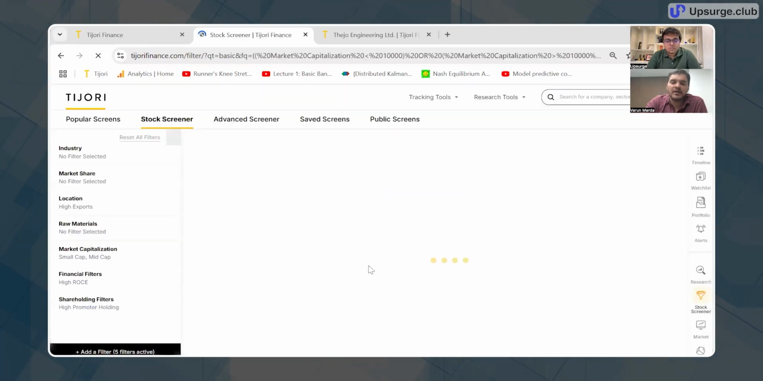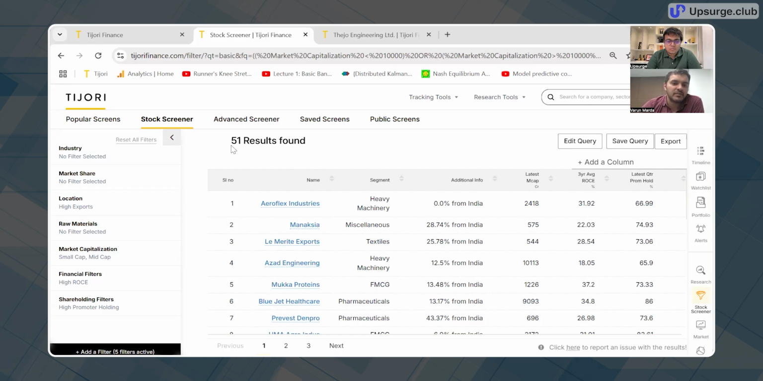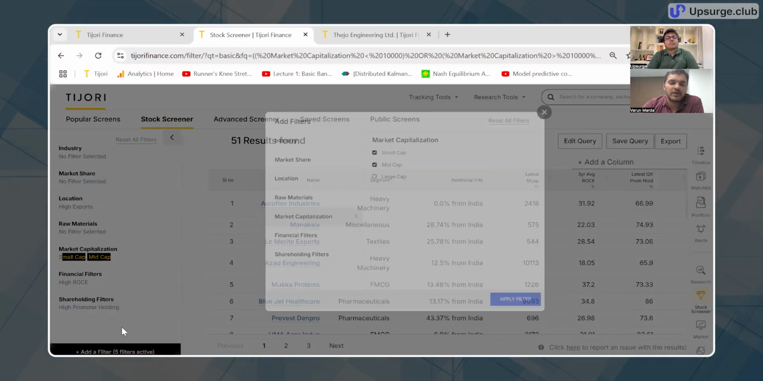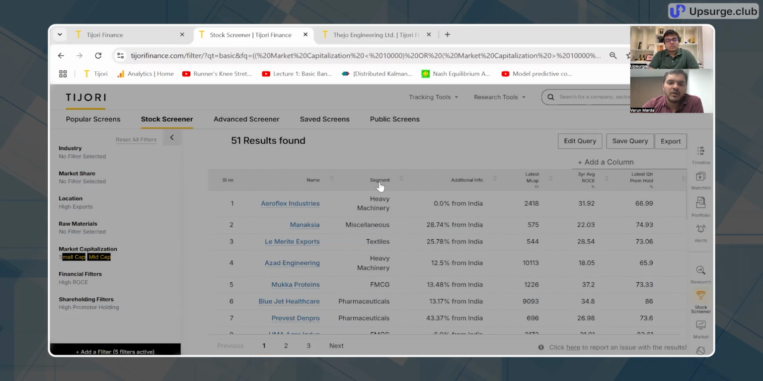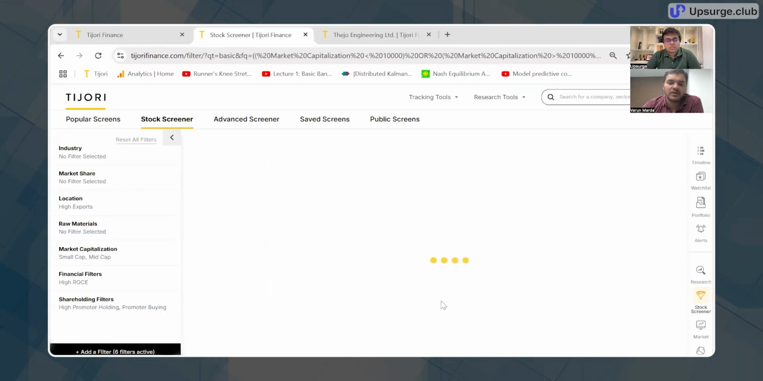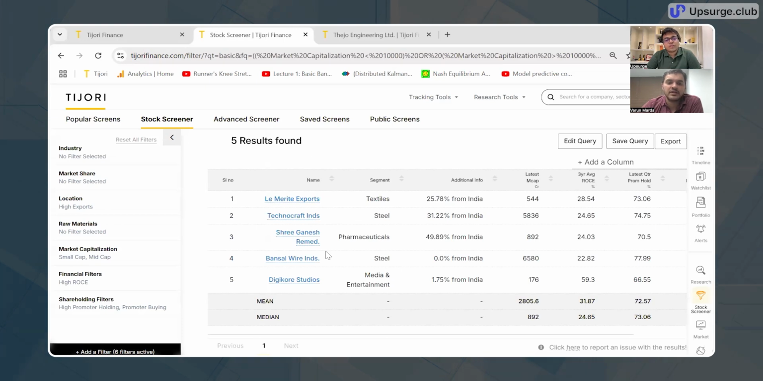I just click apply. I hope my criteria is not too tight, but I just click apply and now it gives me 51 companies. And you can see the filters you applied here: high exports, small and mid cap, high ROC, and high promoter holding. And maybe you'll also want to see if the promoter is buying, because there are 51 and you want to reduce the number of companies. So then there are just 5. Makes sense.